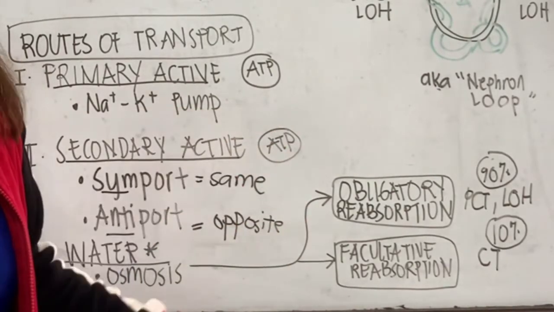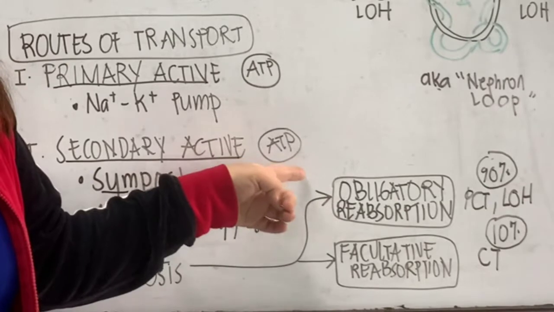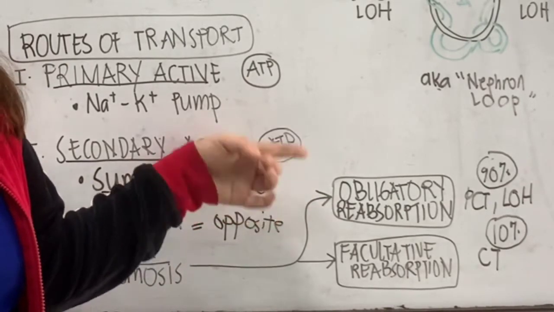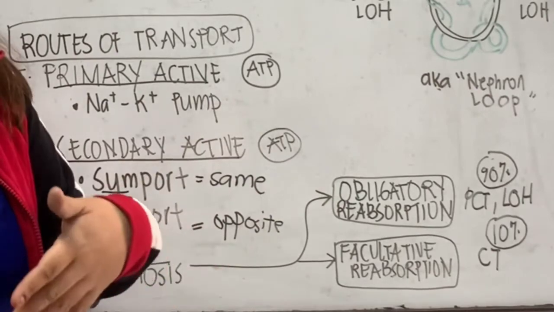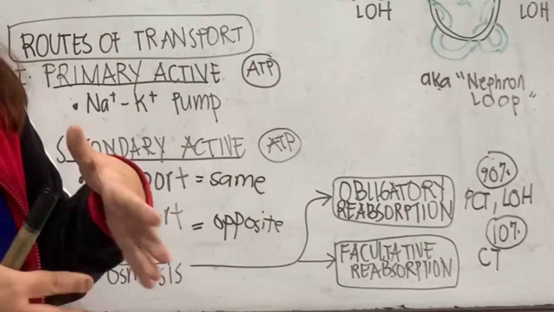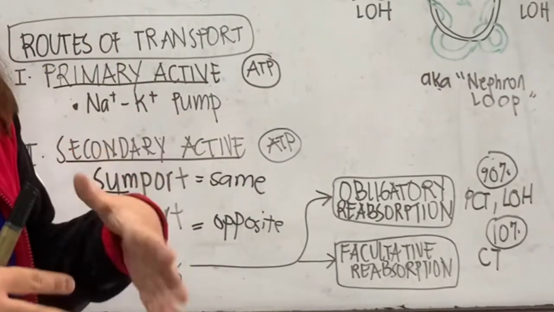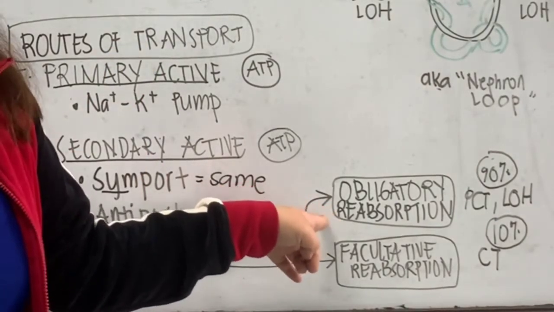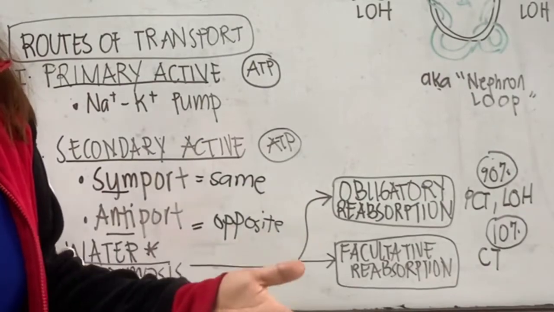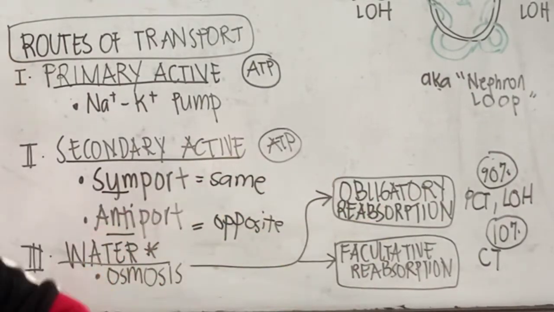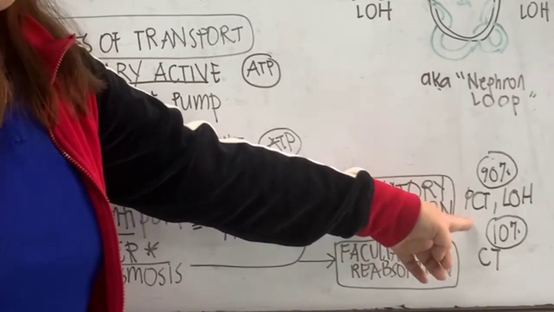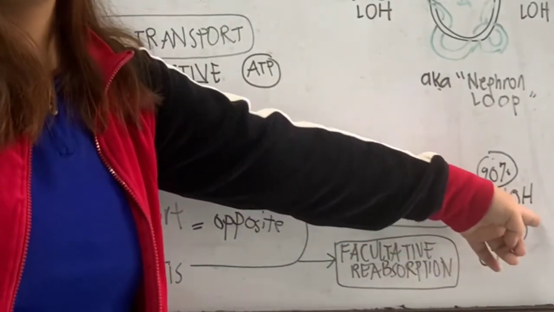Water is obliged to follow your electrolytes and your substances. For example, in your nephron, when sodium or potassium moves out, water goes along with it, always, because of obligatory reabsorption. Water is obliged to follow wherever the solutes go. This is common in your proximal convoluted tubule and in your loop of Henle.